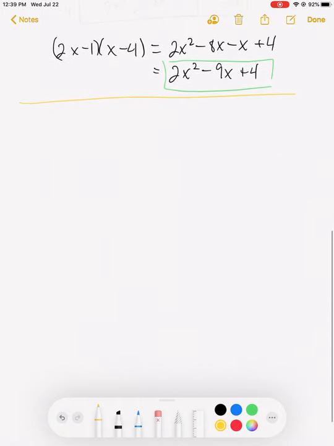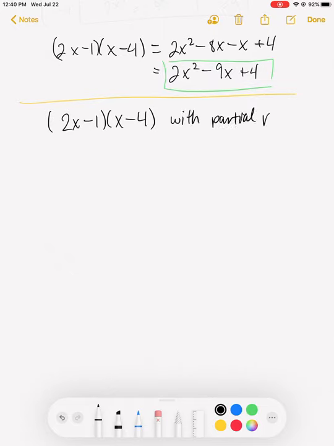The last method is going to be the partial products using the distributive property twice. Okay. So the quantity 2x minus 1 times the quantity x minus 4 with partial products. As you can see, the partial products were derived from the open box method, so we're going to use the distributive property twice.